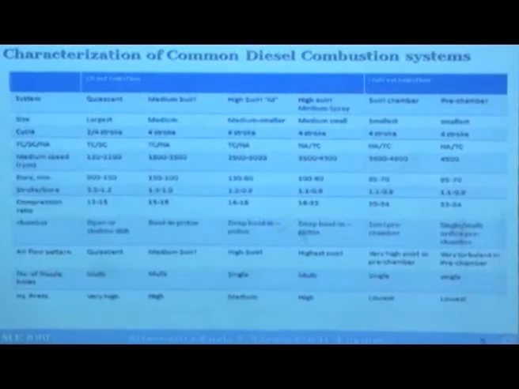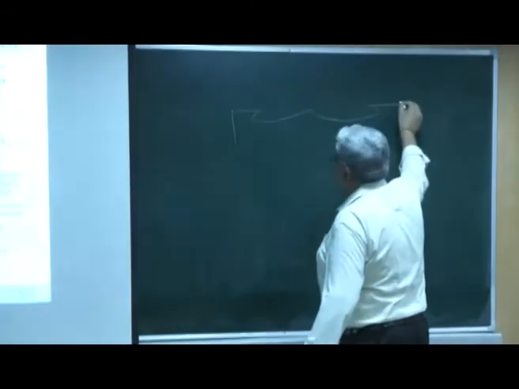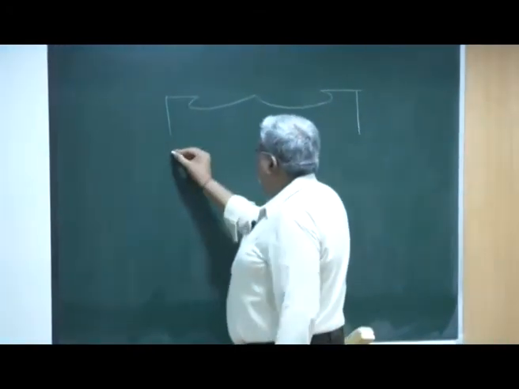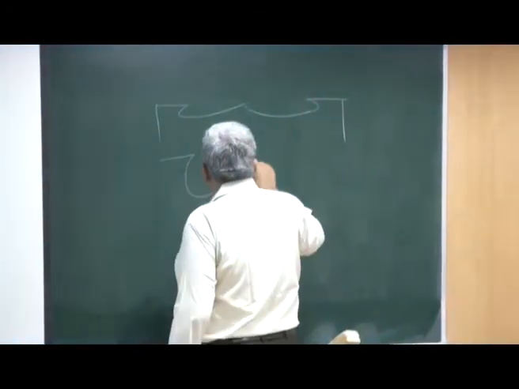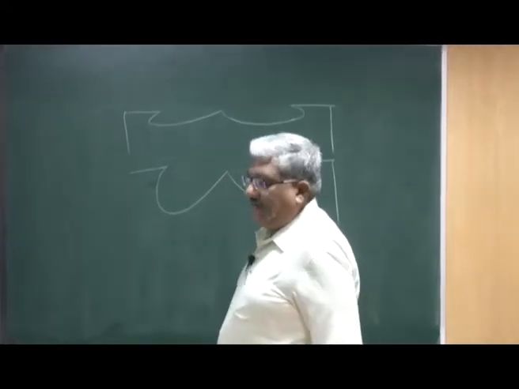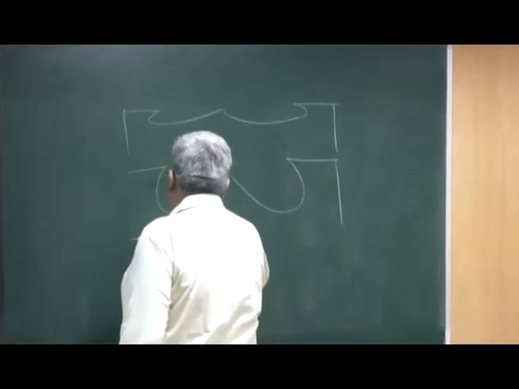This is bowl-in piston, this is deep bowl-in piston, and this is also deep bowl-in piston. So if you look at the shape of the combustion chamber piston, this is the quiescent chamber. Of course, I am talking about piston shape. This is quiescent chamber. If you look at bowl-in piston, this is bowl-in piston. Okay, deep bowl-in piston.